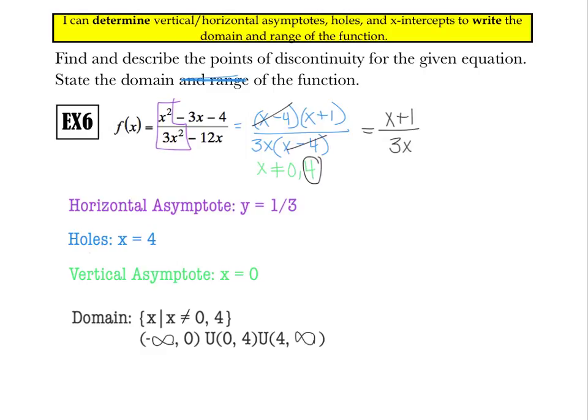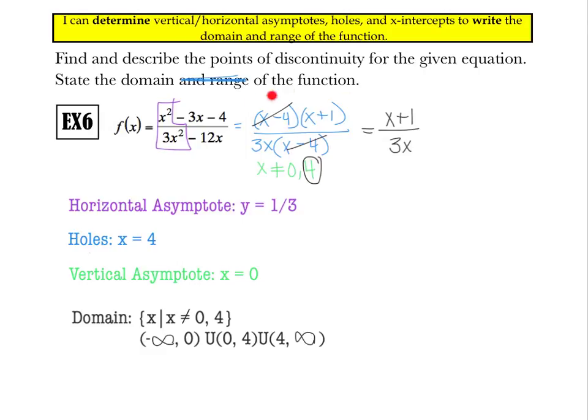So my horizontal asymptote comes from the highest degree in the numerator and the denominator, which is both 2. And so the coefficients become the horizontal asymptote since they're equal. So it's 1 in the numerator and 3 in the denominator. So that's why it's 1/3.